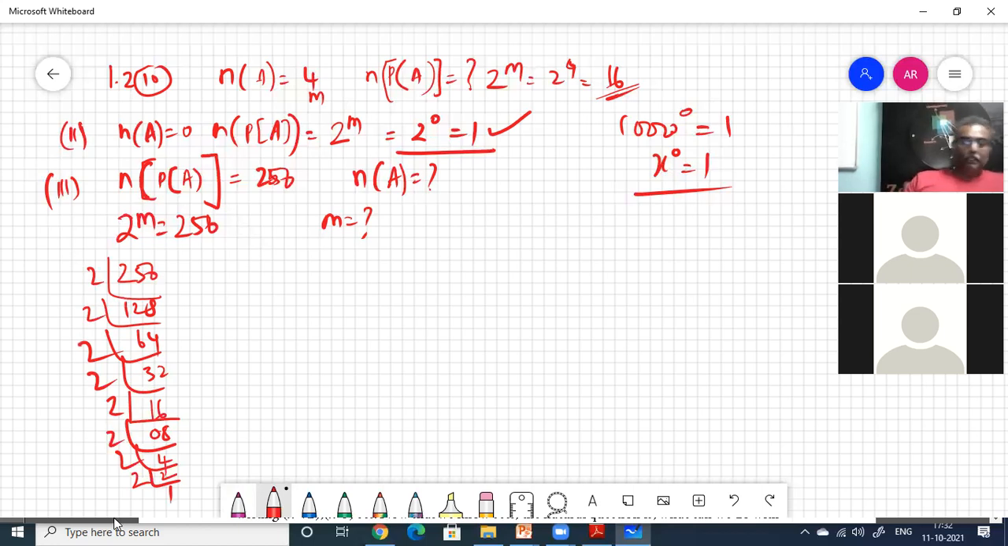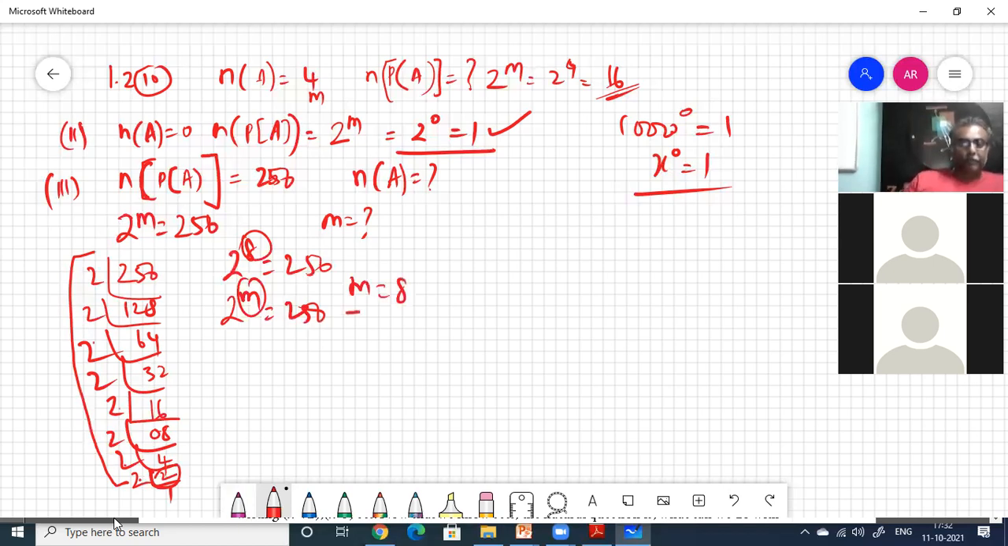Becomes 1, correct. Now what happens? How many of these are there? 2 to the power of 1, 2, 3, 4, 5, 6, 7, 8. So 2 to the power of 8 is equal to 256. So n of m is equal to what? 2 to the power of m is equal to 256. So 8 is equal to m.